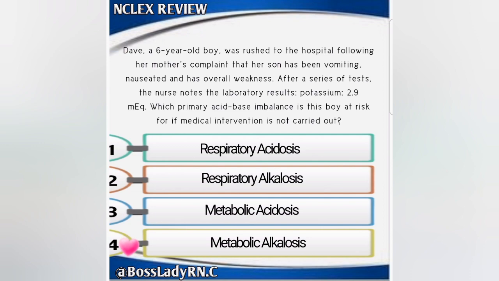Let's solve the question together. There are no ABG values provided, so we read the question over again to determine which system is causing the imbalance. The problem is not related to the lungs, so it's a metabolic problem. Let's then determine if it's an acidosis or an alkalosis. Remember, the patient has been vomiting, sending out the acid from the GIT, leaving the body in a state of low acidity. Alkalosis. That's how we got our answer.